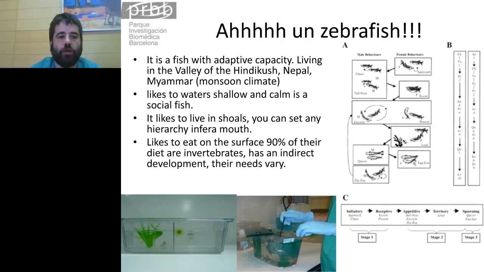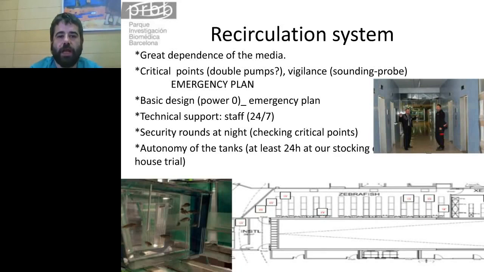So you get a lot of information that you have to put into practice in your facility. So you should have a proper design of the facility. Nowadays the life support systems for zebrafish are made with different brands by different companies, and usually they are almost standard. But you have to take into account different aspects of the facility, not just the life support system. You have to think about what is going on if you have no power or different kinds of energy problems.